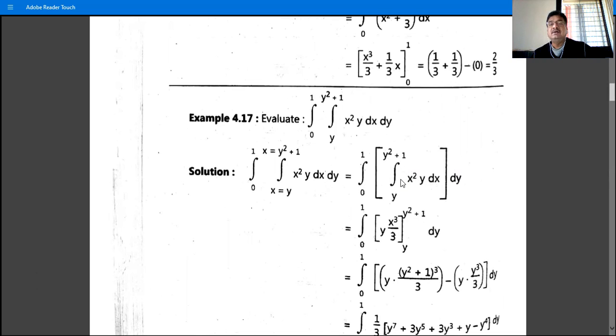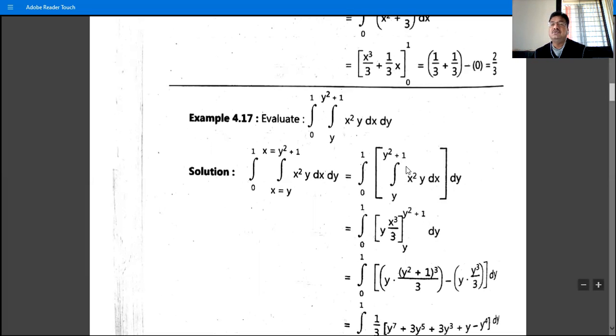But if the limits are not constant, then what is the order of integration? Suppose the limit of x is in two variables, in a triple integration. Then integrate first with respect to x. Suppose the limit of z is in terms of one variable, then secondly integrate with respect to z, and then integrate with respect to y. Okay, so this is the order.